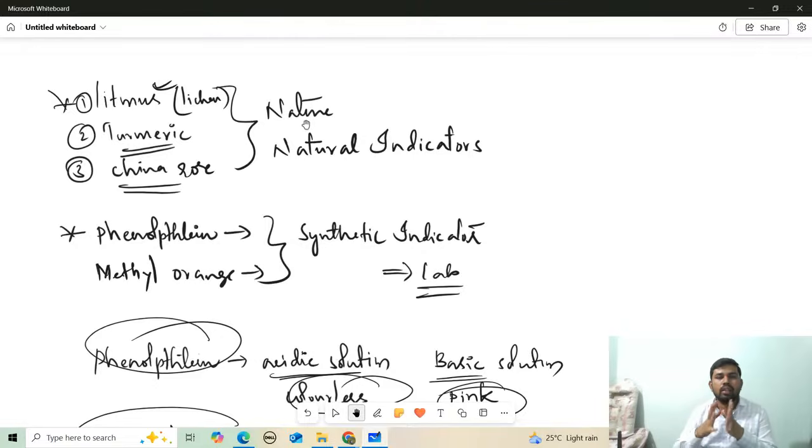That is called synthetic. The color of litmus indicator will be red in acidic medium and blue in basic medium. So you can remember ARBB: acid for red, base for blue. Turmeric indicator will show yellow color, so we can say no change in color in acidic solutions. In a basic solution, yellow color will turn into reddish brown.